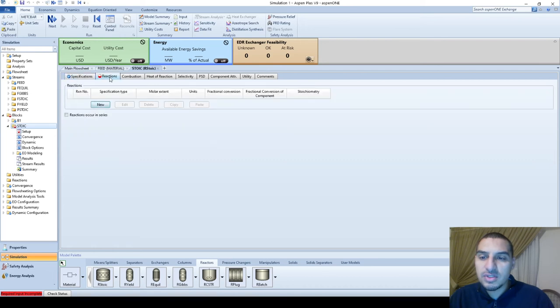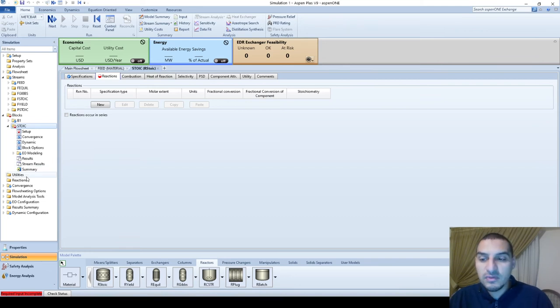So for the reactions, we need to define the reactions that take place. And keep in mind here, we define only the stoichiometric coefficients of the reaction. It's a very, very basic definition of the reaction. We'll find here there is a reaction part in the navigation bar. And this is gonna be for the kinetic reactions or the kinetic reactors. So you define the kinetics of the reaction.